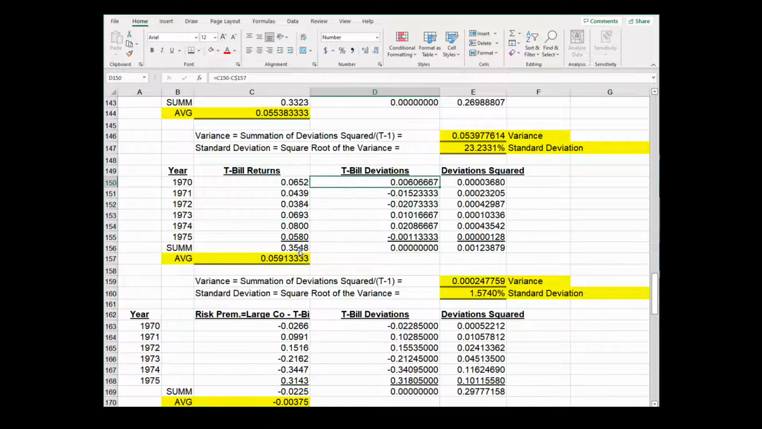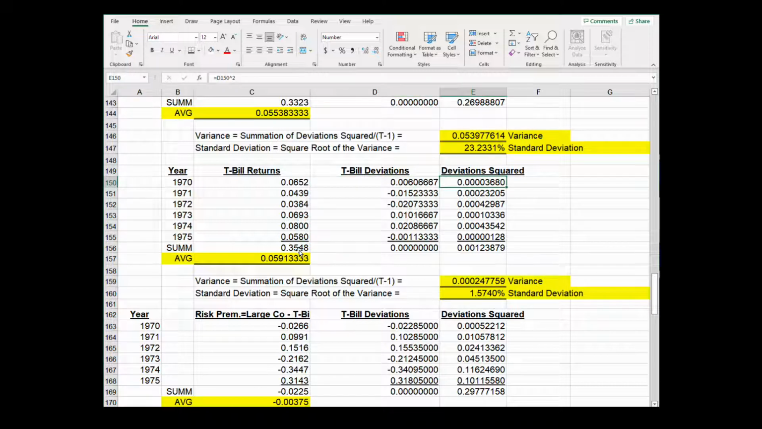And then I figure out the deviations, which are gotten by taking the actual return minus the average, so 0.0652 minus 0.05913333, and I get for the first year 0.00606667. Again, as you're doing these deviations, be very careful about your signs and make sure that all your deviations add up to 0. If you do, mine do, you can move on to the third step, square them up and add them up.